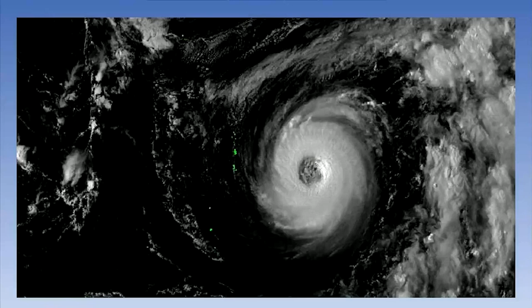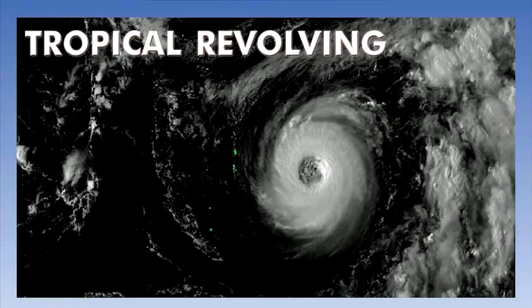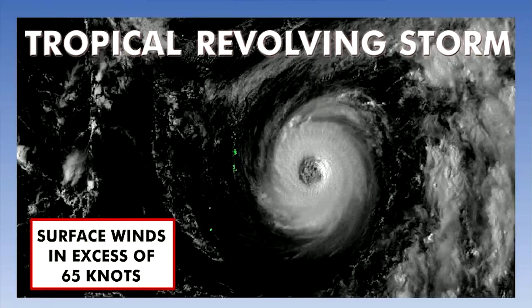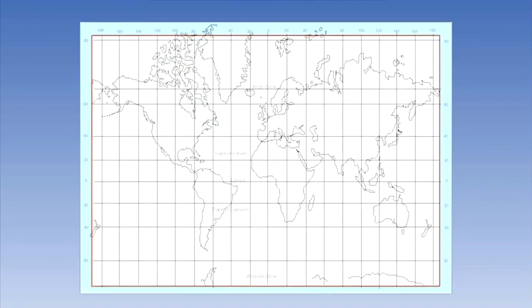TRS stands for Tropical Revolving Storm. These are storms that originate near the tropics and can have sustained low-level winds in excess of 65 knots. It's the lifespan and sheer size that creates the destructive force of these storms. They can last for weeks on end before decaying and have a diameter of between 300 and 1500 kilometers. We are now going to examine these storms in more detail.